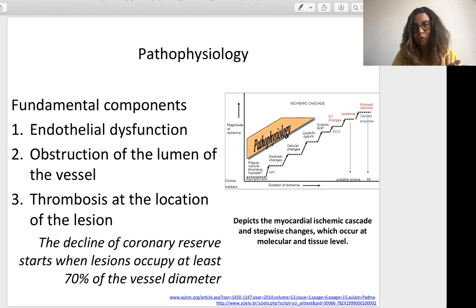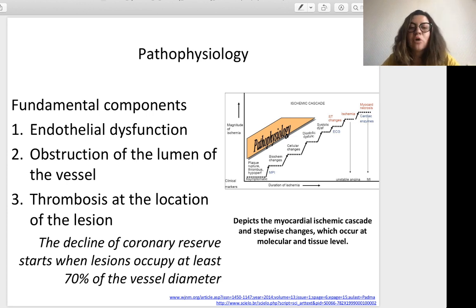The dysfunction of endothelium leads to rapid progression of atherosclerosis, formation of an atherosclerotic plaque. It grows. It obstructs the vessel lumen, and in this place there can be thrombosis. All these stages can lead to different stages of ischemic heart disease or coronary artery disease.